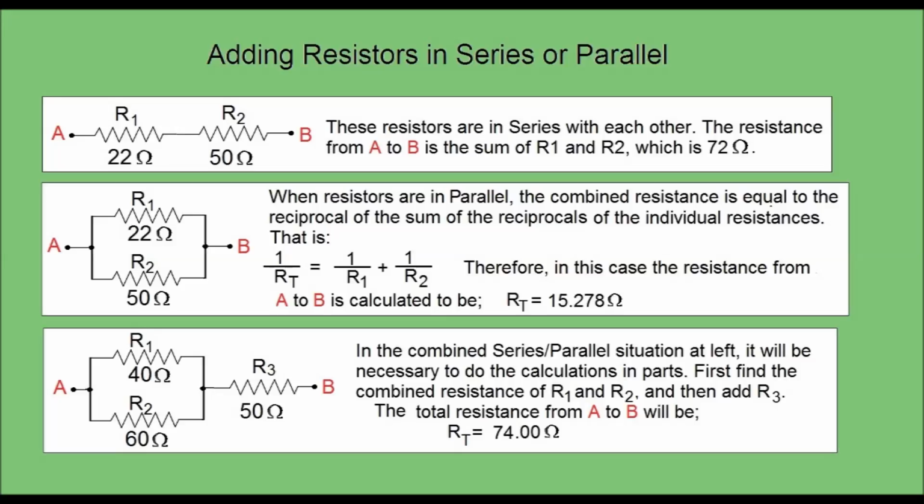In the special case of just 2 resistors in parallel, there is a shortcut. The resistance of the pair is equal to the product of the individual resistances divided by the sum of the resistances. So in the case given in the slide, it would be RT equals R1 times R2 divided by R1 plus R2, which equals 22 times 50 divided by 22 plus 50, and that equals 15.278 ohms. This is called the product over sum method. But remember, it only works with just 2 resistors in parallel.